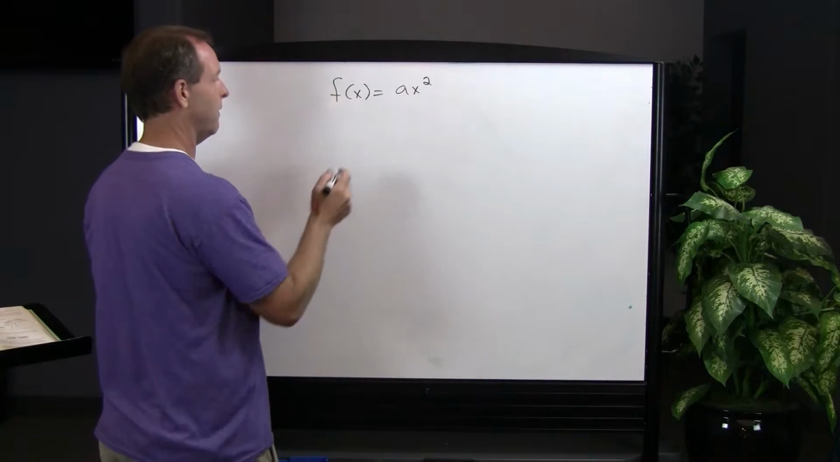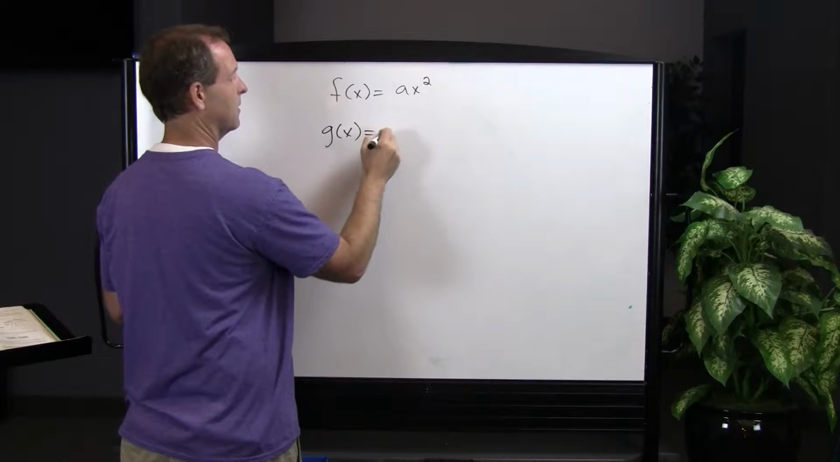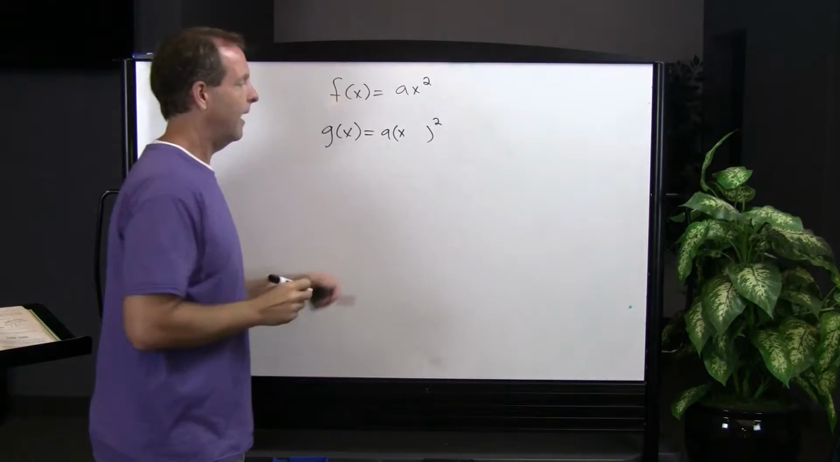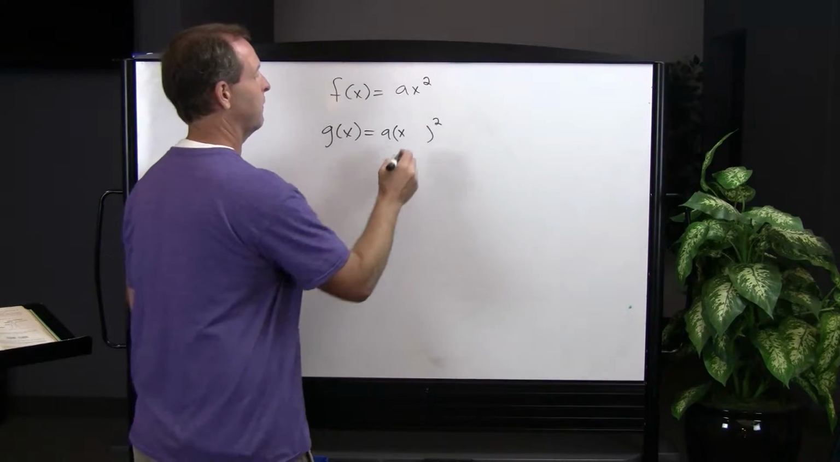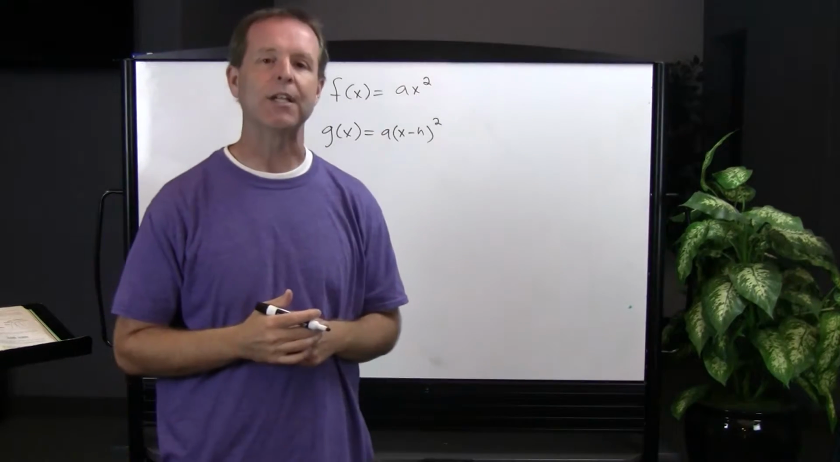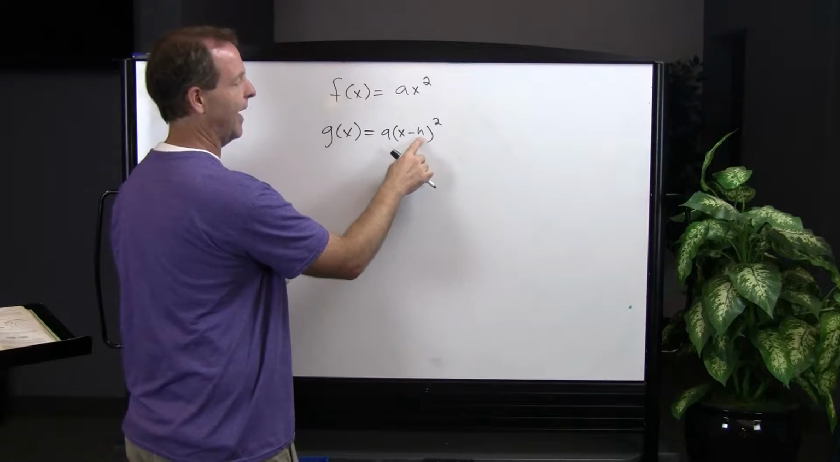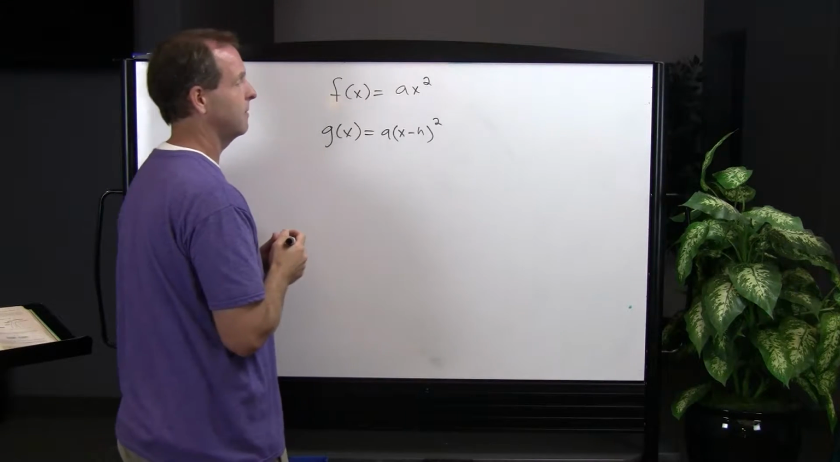In order to shift a graph left, let's start a new function, g of x. I had another component in there that I could shift it left or right. And for right now, we're going to shift it h units. We're going to designate the letter h to be our horizontal shifting. And so this tells me that it is shifted to the right that many units.